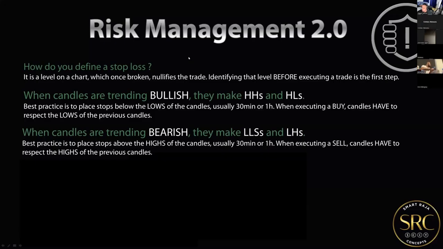Risk Management 2.0 is where to put your stop losses. Your stop losses, when you're trying to take buys, they go below the previous candle. If you're trying to take sells, they go above the previous candle. Do you think it's advisable to add the spread or not? Yeah, add the spread. I usually put the stops like 2 or 3 pips above the candle if I'm taking a sell, or 2 to 3 pips below the candle if I'm taking a buy.